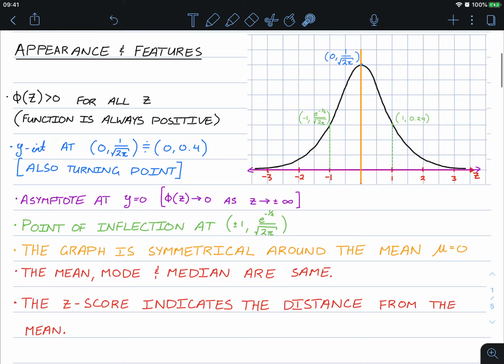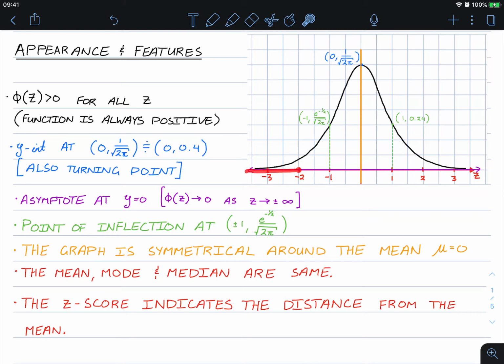The main appearance and features that we're looking for is the following. First, it's always positive. So the graph is always above the x-axis, or in this case the z-axis. Its y-intercept is that peak there. It's approximately at the coordinates 0, 0.4.